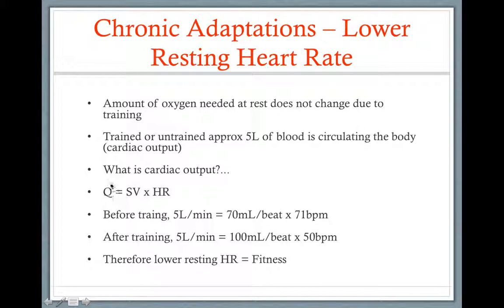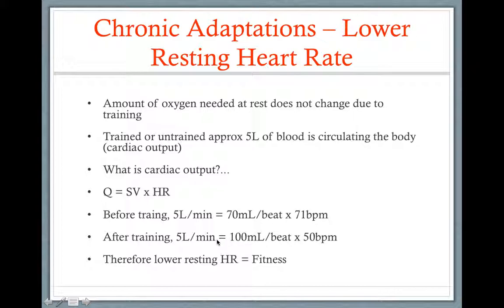Cardiac output is Q, which equals stroke volume times heart rate. Before training, our stroke volume was 70 mils per beat, in other words we were pumping out 70 mils of blood per beat. After training, we're able to pump out 100 mils. Now, to get the same value, this heart is going to have to beat 71 times per minute, whereas this one only has to beat 50 times to get that 5 litres per minute going around the body. Simple maths.